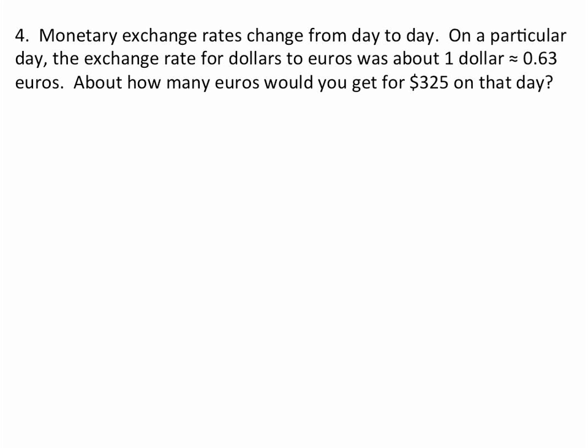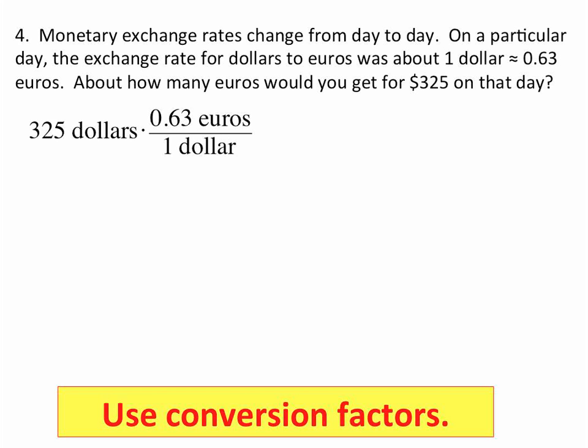Monetary exchange rates change from day to day. On a particular day, the exchange rate for dollars to euros was about $1 is about 0.63 euros. About how many euros would you get for $325 on that day? Well, if I use my conversion factors, I know that I want to take $325, convert it to euros.